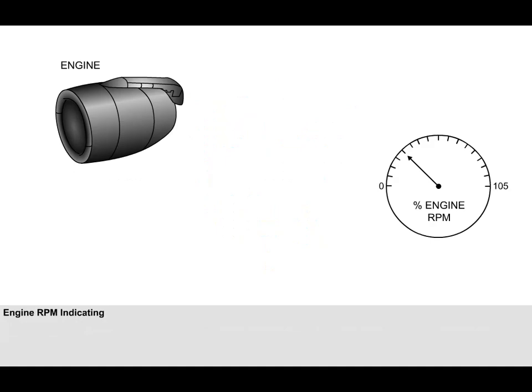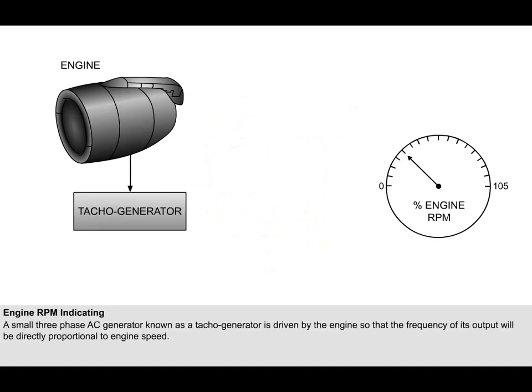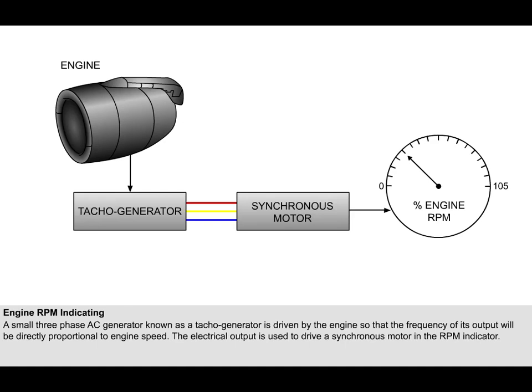Synchronous motors are often used on aircraft to indicate engine RPM. A small three-phase AC generator, known as a tacho generator, is driven by the engine, so that the frequency of its output will be directly proportional to engine speed. The electrical output is used to drive a synchronous motor in the RPM indicator. The operation of this instrument is fully explained in the instrument lessons.